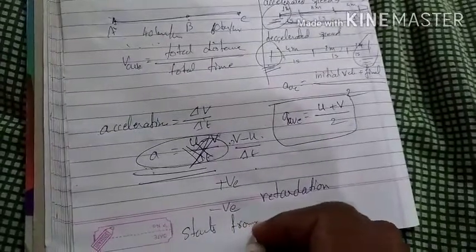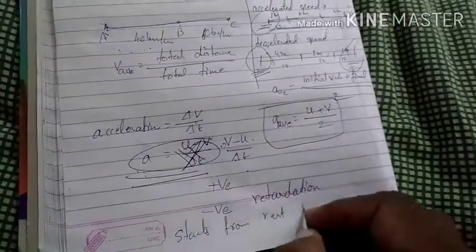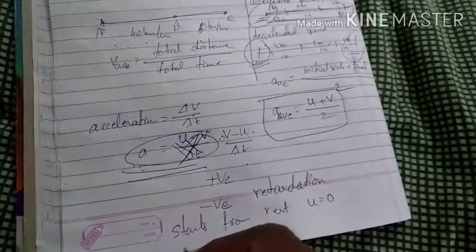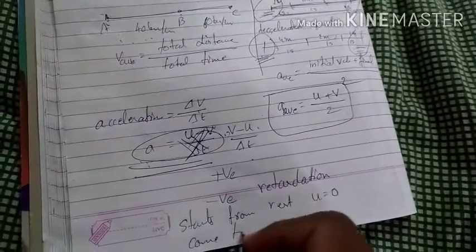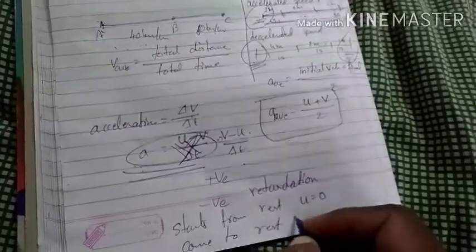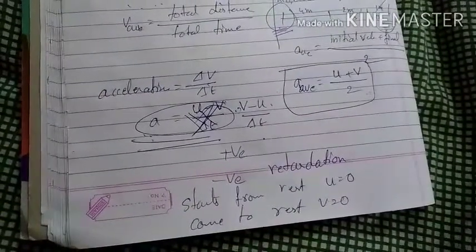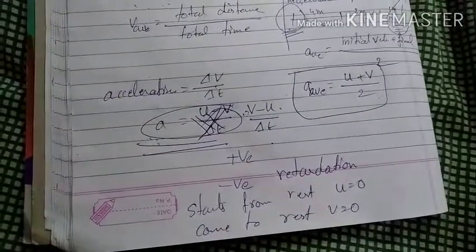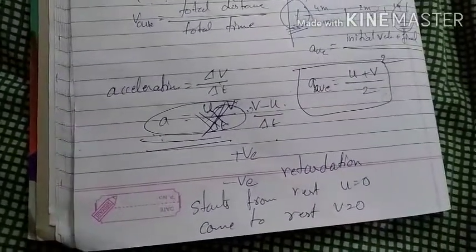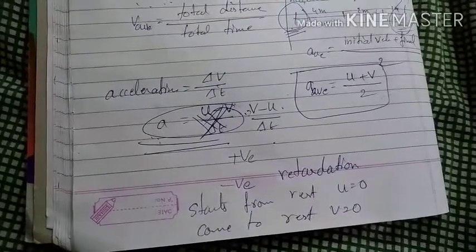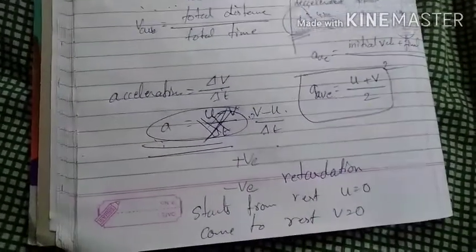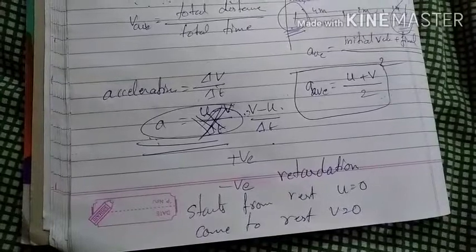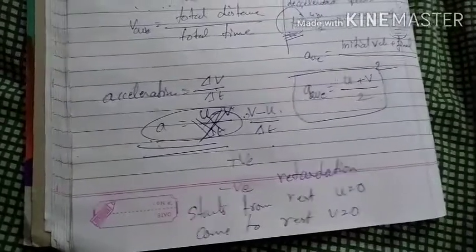One more thing I need to explain: when an object starts from rest, initial velocity u is considered 0. When it comes to rest, the final velocity becomes 0. Okay, this is today's class. In the next class we will discuss the equations of motion.